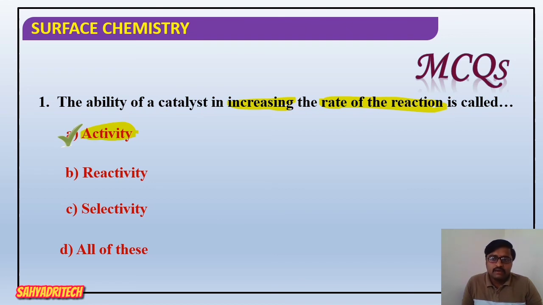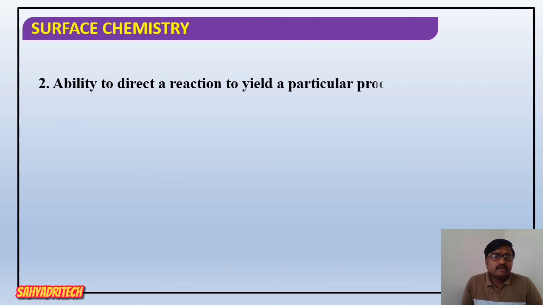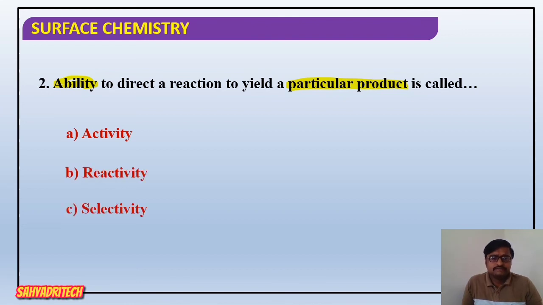Then coming to the next one, the ability of a catalyst to direct a reaction to yield a particular product. I am highlighting particular product here. The ability to direct a reaction to yield a particular product is called: first option activity, second reactivity, third selectivity, and the fourth one all of these. What is the answer? Yes, it is selectivity.